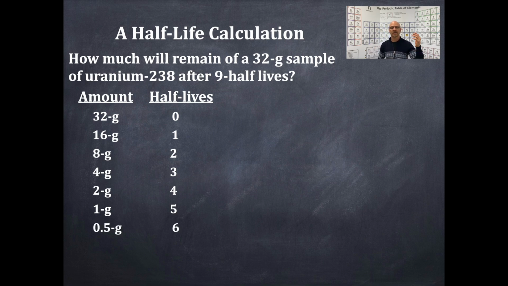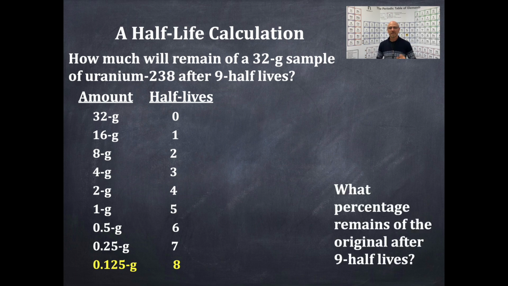Each time I divide the amount by 2 and add 1 to the number of half-lives. At 6 half-lives, I have half a gram. At 7 half-lives, I have a quarter of a gram, or 0.25 grams. At 8 half-lives, I have 0.125 grams. And oh my gosh, it looks like I'm getting 8 half-lives here. Sorry about the 9 half-lives. Wrong problem. So we're going to 8 half-lives and not 9 half-lives.